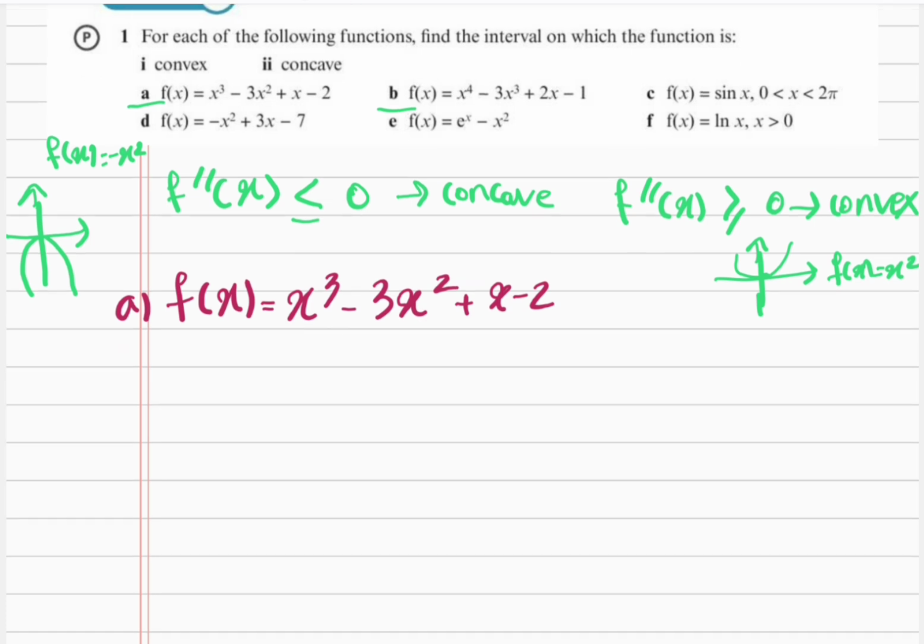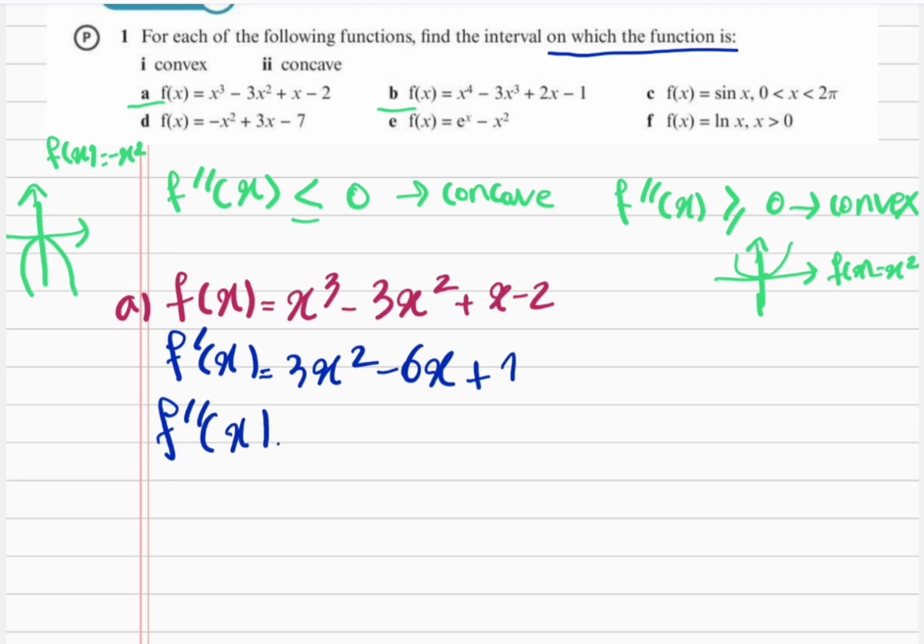In part A, we have the function x cubed minus 3x squared plus x minus 2. And we want to find the interval on which the function is convex and also the interval on which the function is concave. But before doing that, we just need to find f double dash x. So f dash x is equal to 3x squared minus 6x plus 1. F double dash x is equal to 6x minus 6.